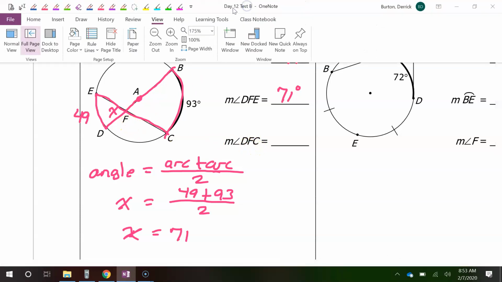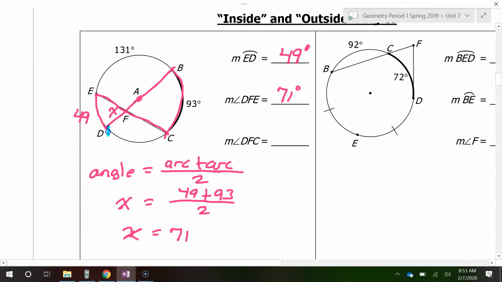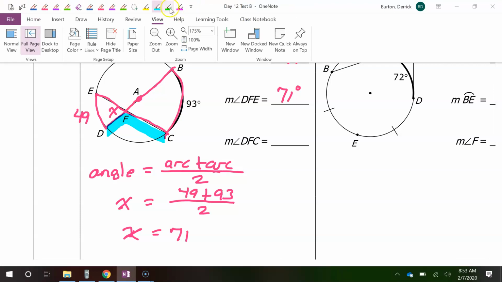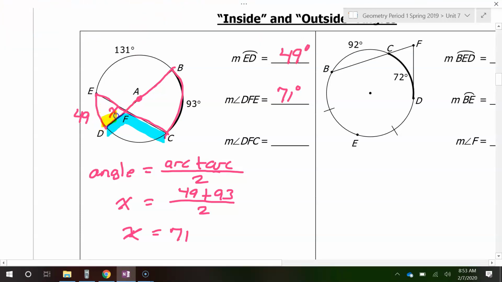Okay, so angle DFC is this angle that I'm sort of putting in blue. And considering the fact that it's right next to this angle that's in yellow, how am I going to find, if I know the yellow angle, how can I find the blue angle? Jump in, Lauren, if you have an idea.